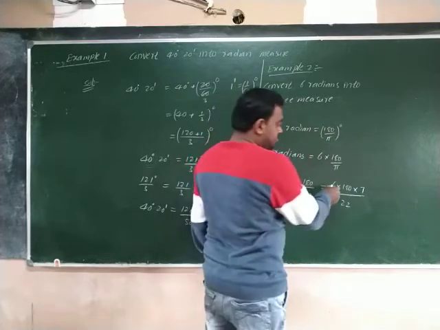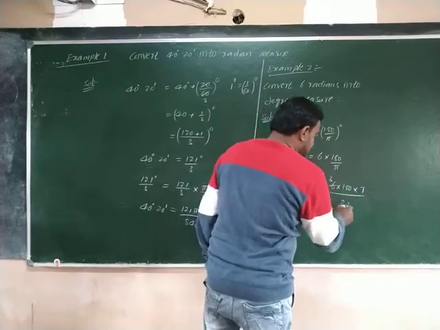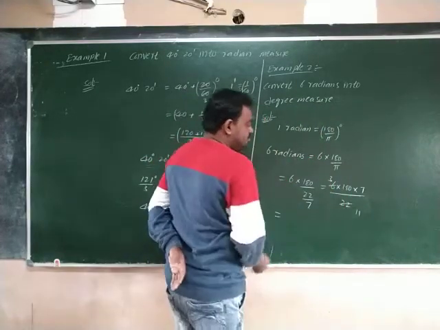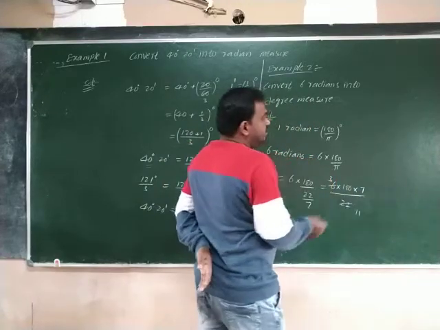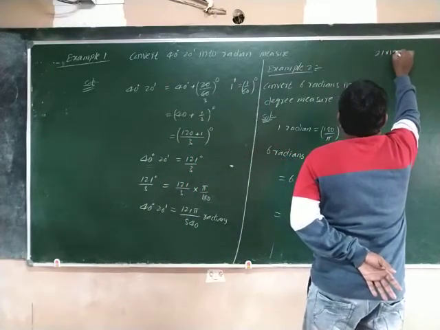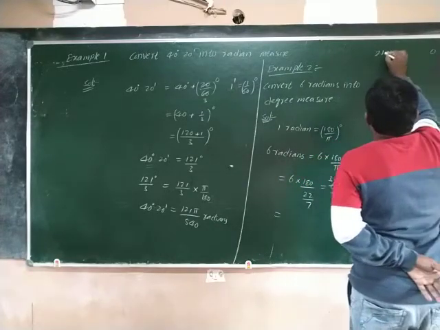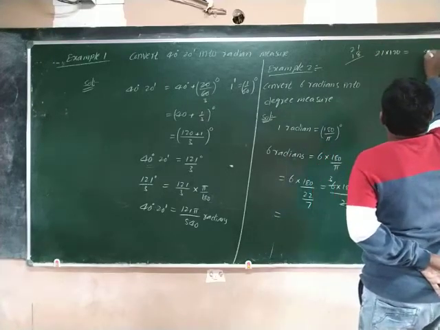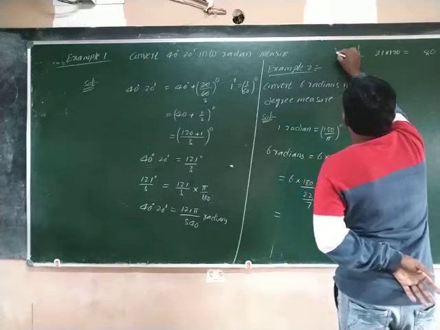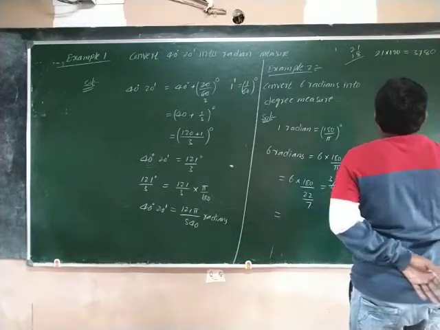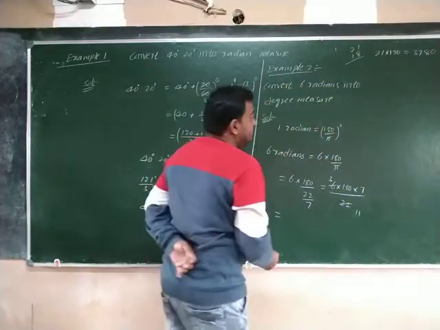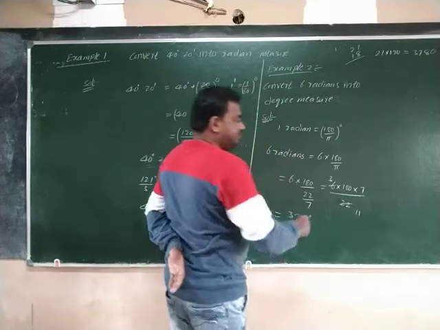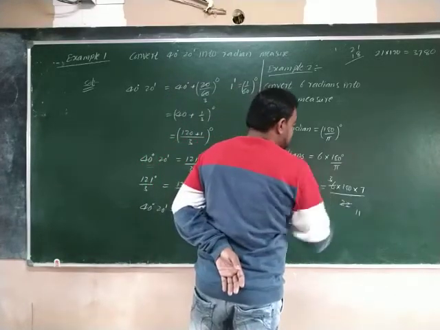Now cancel using the 2 table: 2 times 11 is 22, so it cancels. This is equal to 3 into 7, 21, into 180. 21 into 180: 1 times 180... 21 times 18 is 378, so 3780 by 11 degrees. This is in degrees.